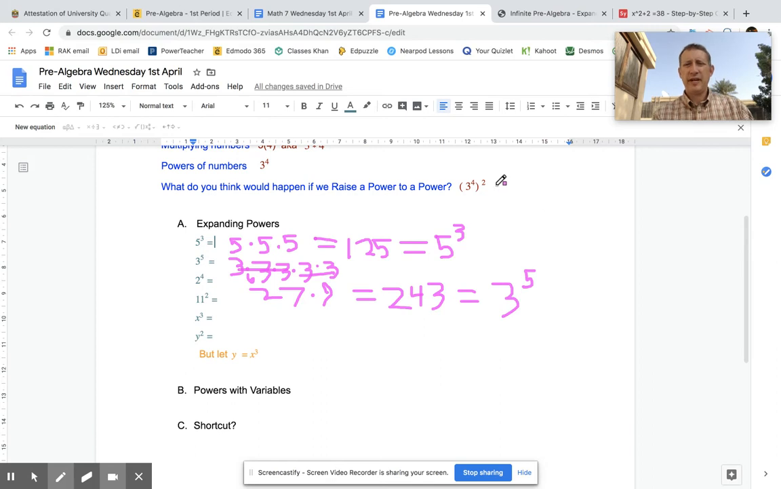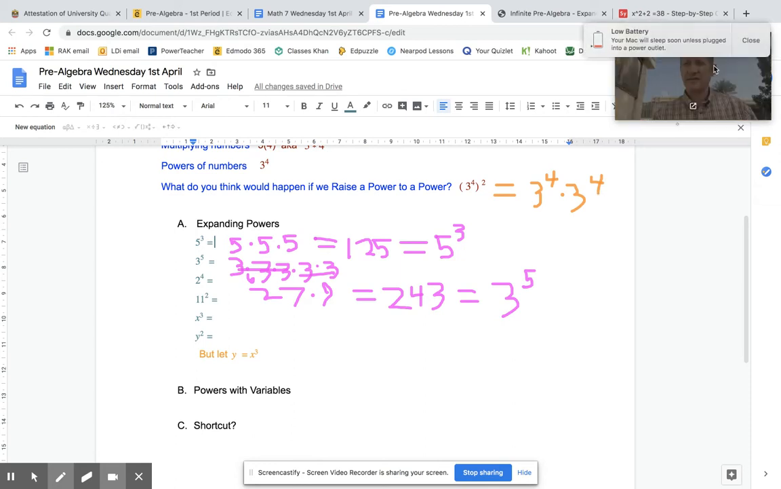All right, so let's look back up here. Let's look at 3 to the 4th squared. What does it mean to raise a power to a power? Well, let's just look at 3 to the 4th. We know that that's 3 times 3 times 3 times 3. But what does something squared mean? Squared means you multiply the base by itself 2 times, right? What is the base of that 2? It's 3 to the 4th. That's what we're squaring, is 3 to the 4th. So we're going to multiply 3 to the 4th times 3 to the 4th.